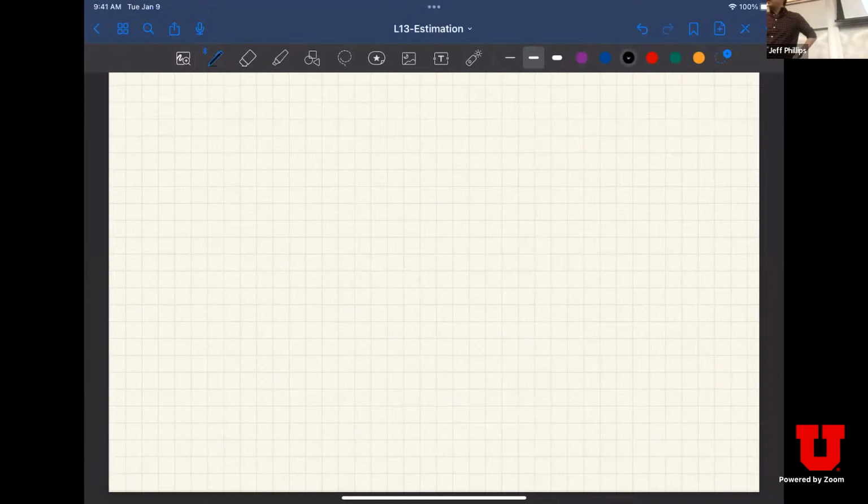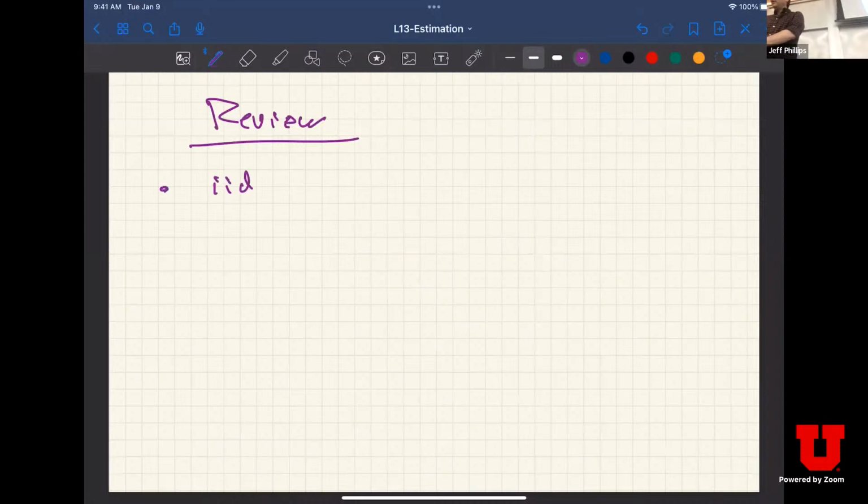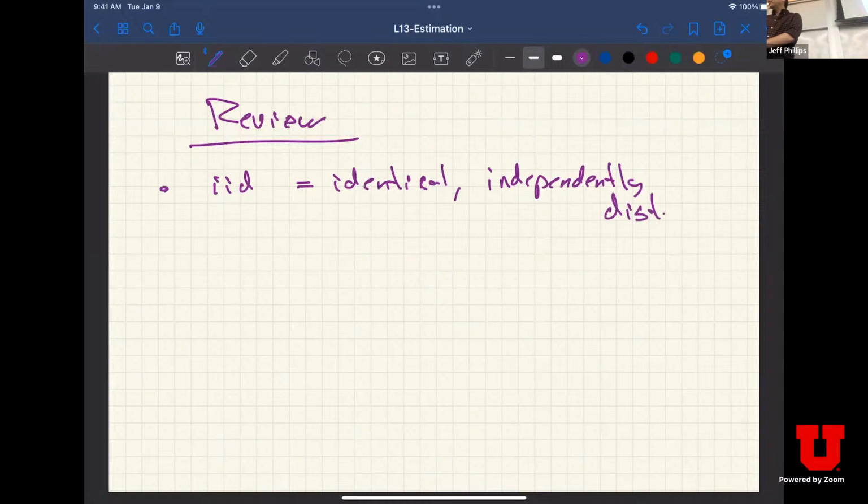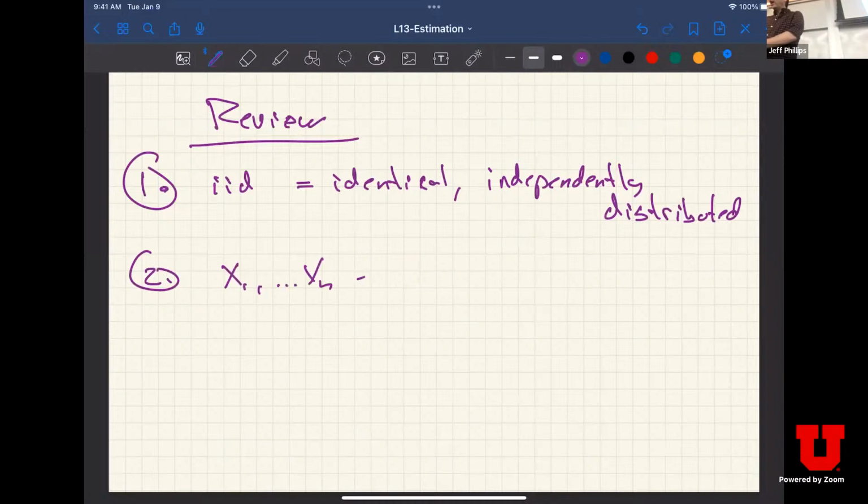So let's do a quick review. There are two things to review this week. IID means independent and identically distributed. That means they're all from the same distribution and they're independent of each other. Number 2: if I have x1 up through xn, and these are IID from some unknown distribution, and I have the expected value of xi equals mu, and I have the variance of xi.